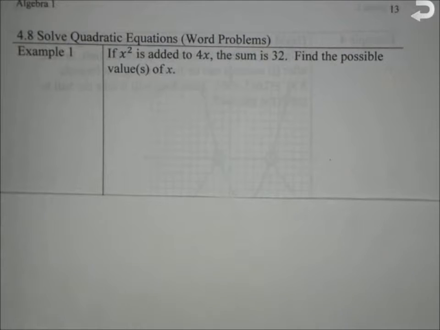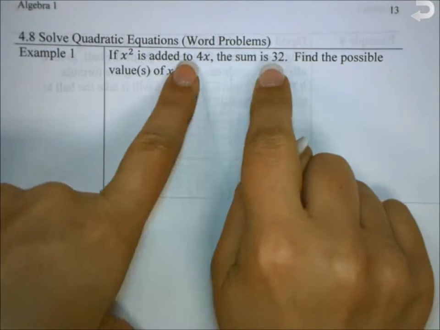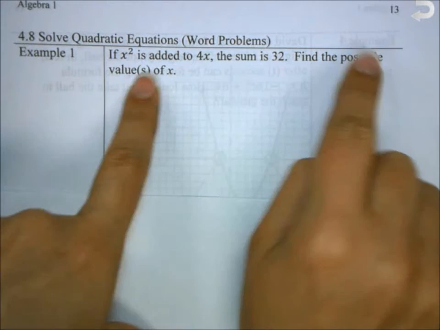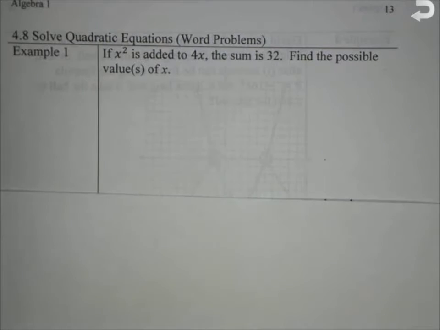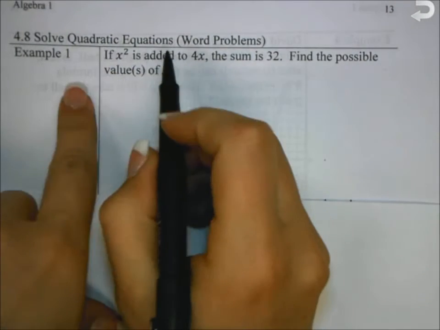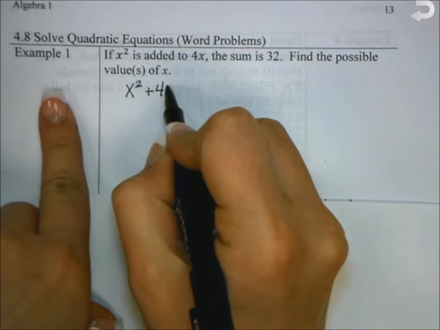So example 1. If x squared is added to 4x, the sum is 32. Find the possible value or values of x. So the first thing we have to do for this word problem is we need to translate it into algebra so that we know what it is we want to do. So what is this telling me? If x squared is added to 4x, so x squared plus 4x, the sum is 32.